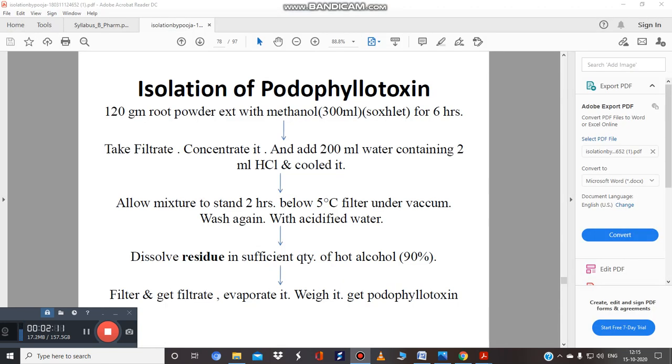So what happened? Suppose here it is written 120 gram of the root powder, and it was extracted with methanol 300 ml using Soxhlet apparatus for at least 3 hours. Or sometimes we will increase the time, suppose here it is written 6 hours. It depends upon the conditions also. Suppose if you are using a non-polar solvent like chloroform, you need not go for 6 hours or 8 hours. But if you are using a high polarity solvent, like in here also methanol, then you will require 3 to 5 or 6 cycles also, or a 6 hour procedure.